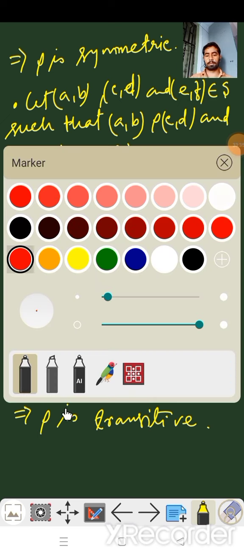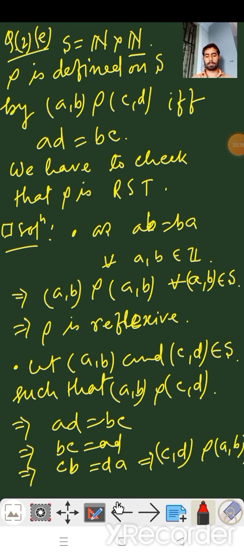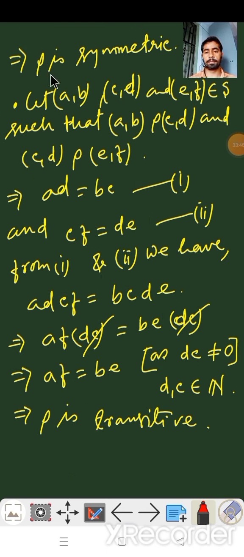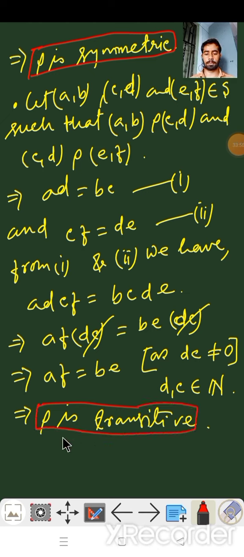Hence, rho is reflexive here, rho is symmetric here, and rho is transitive here also. That is, rho is reflexive as well as symmetric as well as transitive. That is, rho is here an equivalence relation.